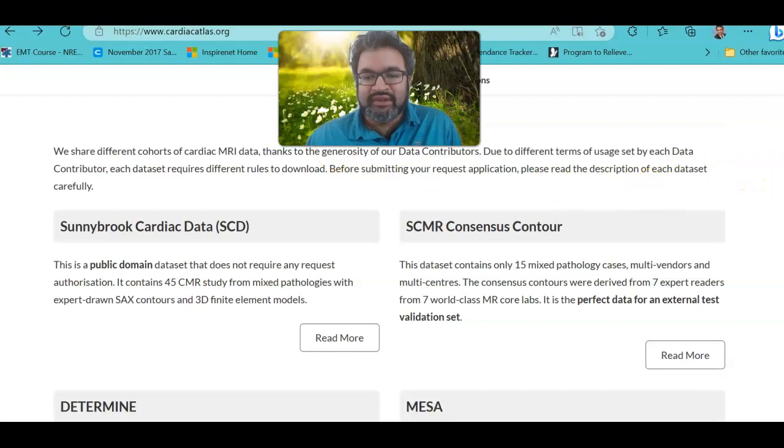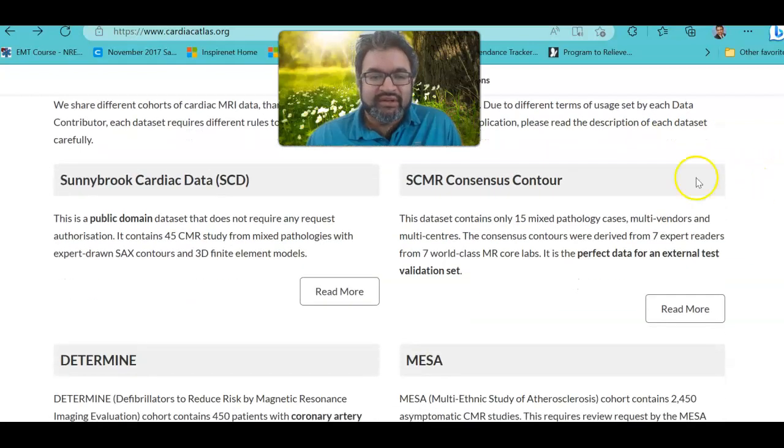The SCMR consensus contour is a data set containing only 15 mixed pathology cases, multi-vendors and multi-centers. The consensus contours were derived from 7 expert readers from 7 world-class magnetic resonance core labs. It is the perfect data for an external test validation set.